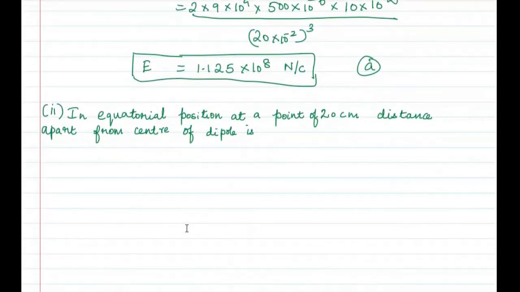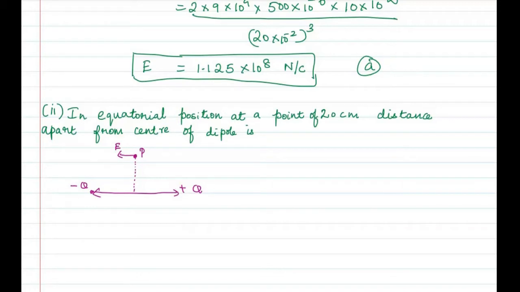Now they asked at an equatorial position at a point of 20 centimeter. So equatorial, we have two charges, minus Q and plus Q. So equatorial is along the line perpendicular to this axis line. Perpendicular to this axis line, we have the equatorial point P. So at this point P, what is the electric field? We have to find out.